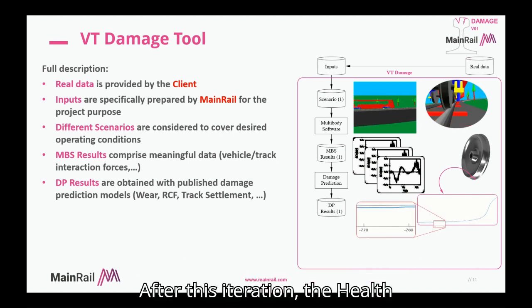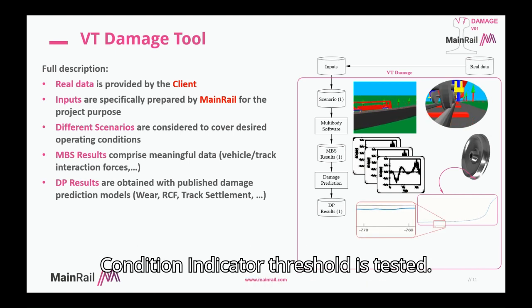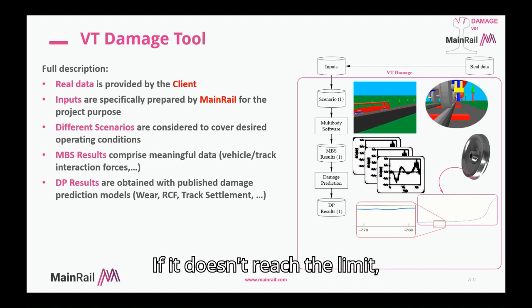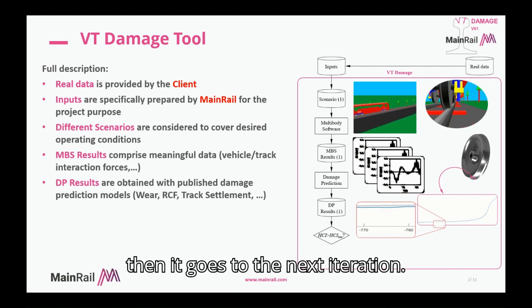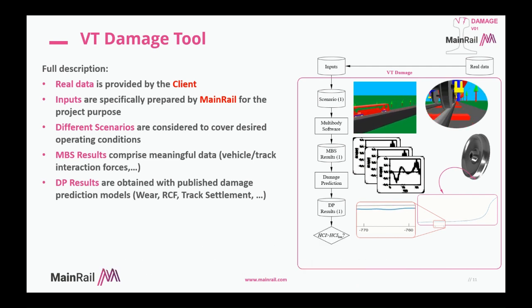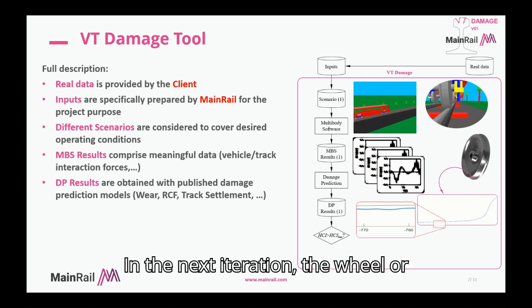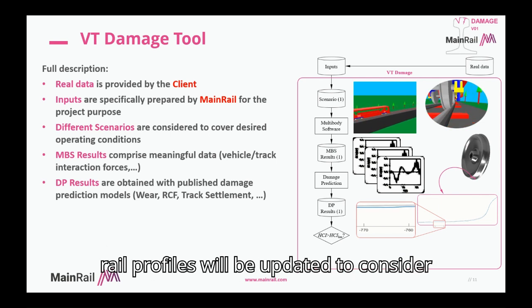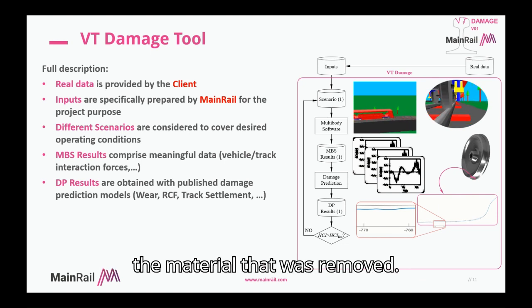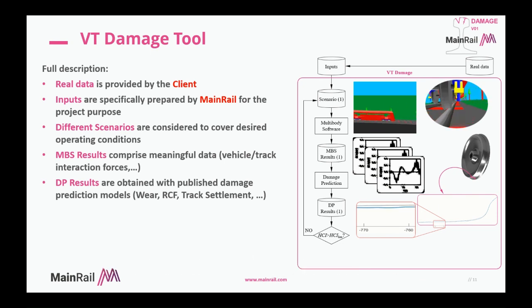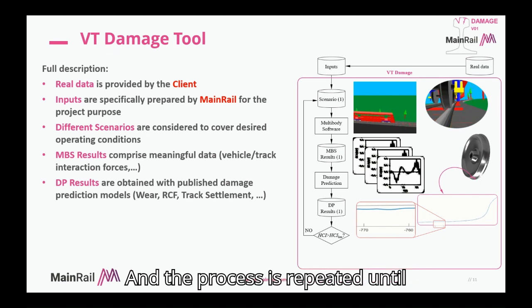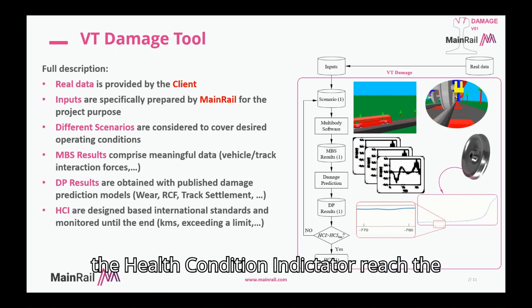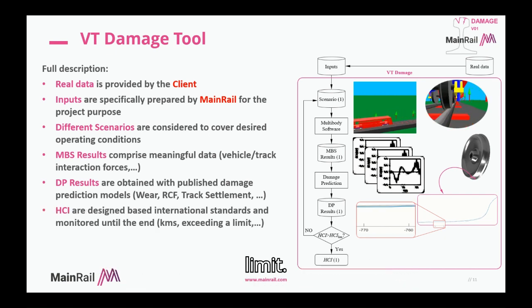After this iteration, the health condition indicator threshold is tested. If it doesn't reach the limit, then it goes to the next iteration. In the next iteration, the wheel or rail profiles will be updated to consider the material that was removed. And the process is repeated until the health condition indicator reaches the limit.